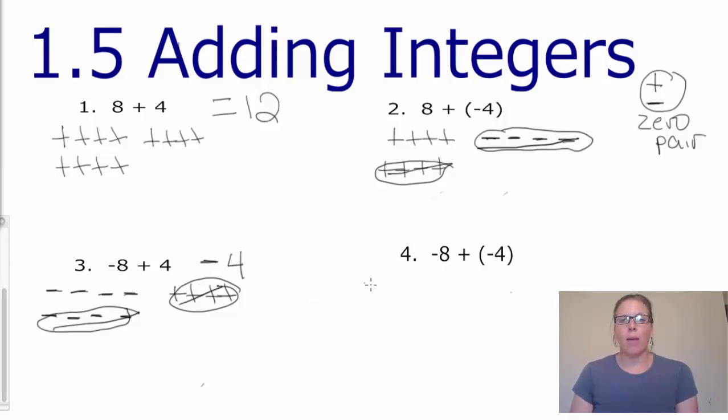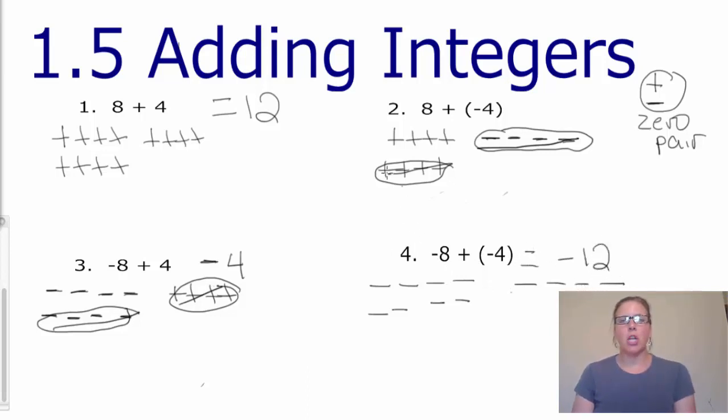Moving on to number 4, we have 8 negatives and then 4 more negatives. Again, this one's in parentheses, this one isn't. It's the same thing though. So now we have a negative 12.